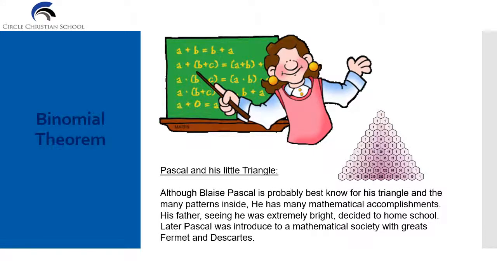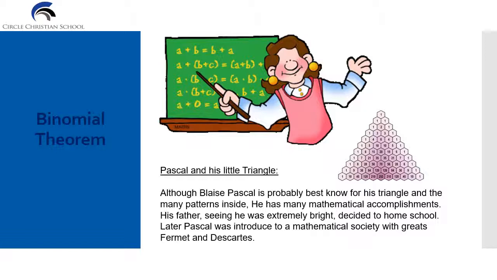The binomial theorem. It's all about Pascal and his little triangle. Although he's probably best known for the triangle and the many patterns inside, he made many mathematical accomplishments, starting from a very young age of 7.